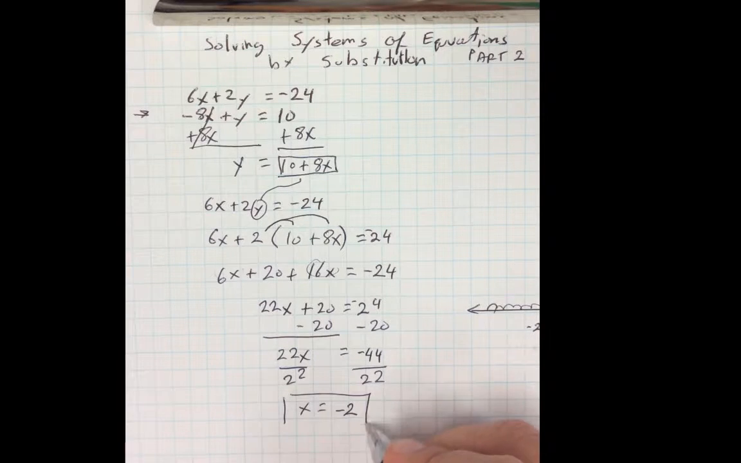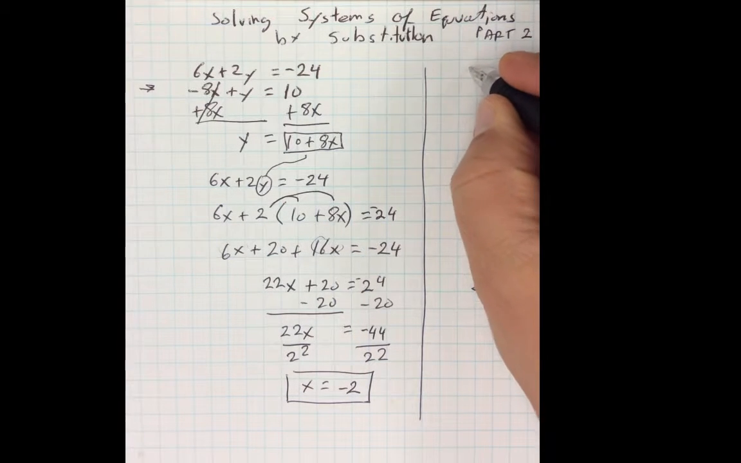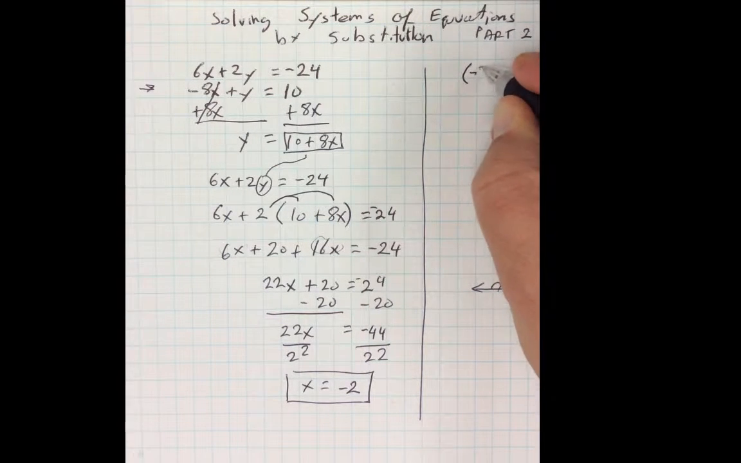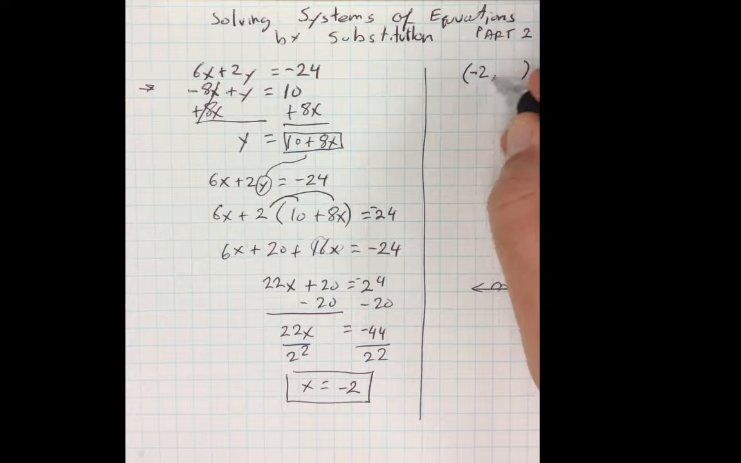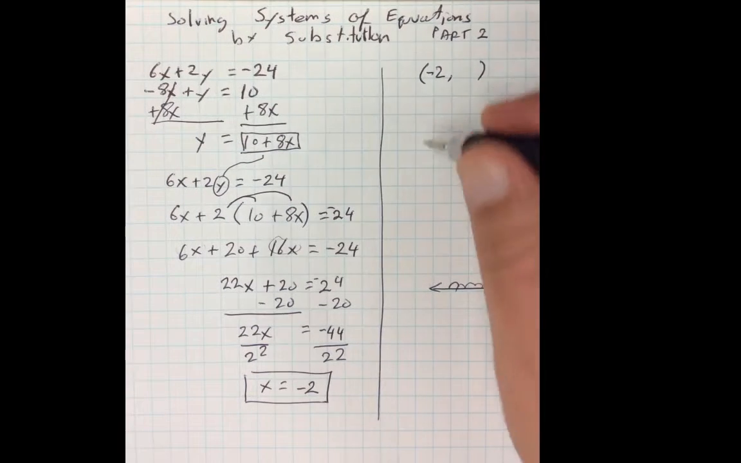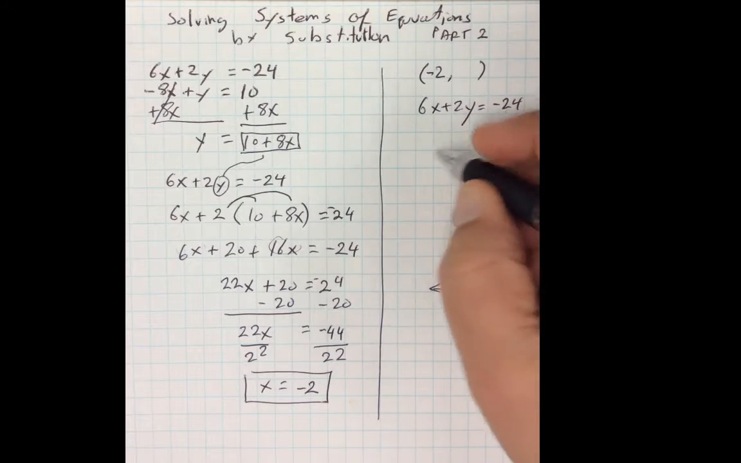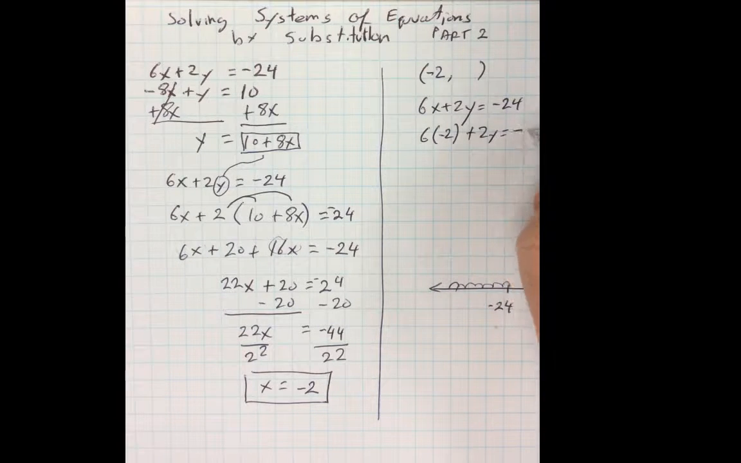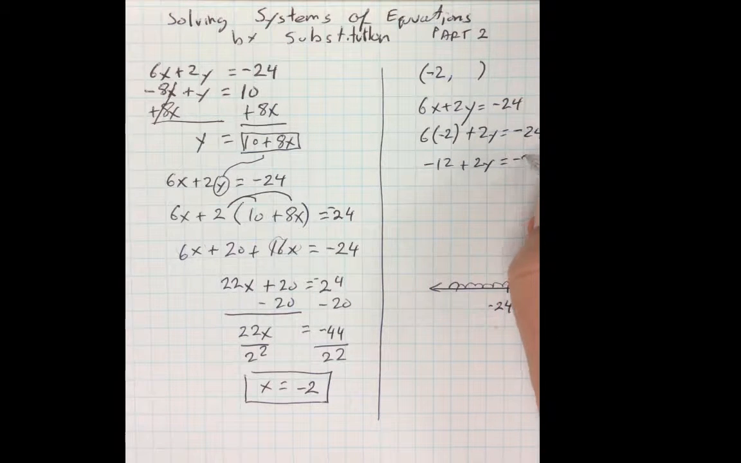So now we have x equals negative 2, and we're going to take that and solve for y. Again, we're trying to define an ordered pair which satisfies both equations. So negative 2 is the x value, but we don't know the y value yet. Let's pick one of these equations. I'll pick the first one and substitute this value in where it says x. So we'll say 6x plus 2y equals negative 24. Now let's do the substitution: 6 times negative 2 plus 2y equals negative 24. That's negative 12 plus 2y equals negative 24.